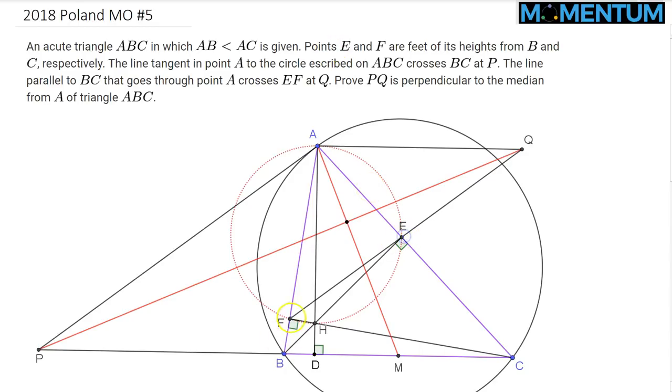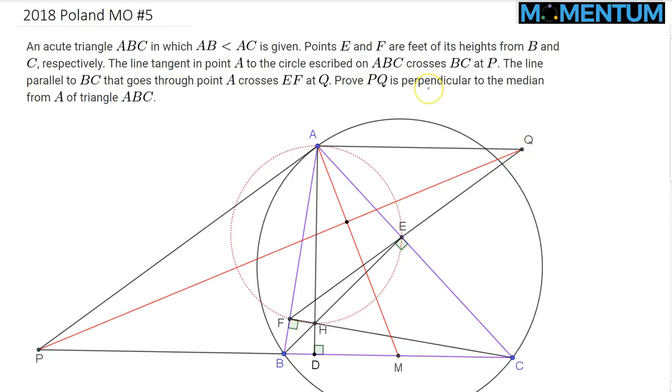Points E and F are the feet of the altitudes drawn from vertices B and C of our triangle ABC. The line tangent at point A to the circumcircle of triangle ABC crosses BC at P, so AP is tangent to the circumcircle of triangle ABC, and it crosses segment BC extended at point P. The line parallel to BC, that would be this line AQ, crosses EF. Recall that F and E are the feet of the altitudes. So it crosses EF extended at the point Q.